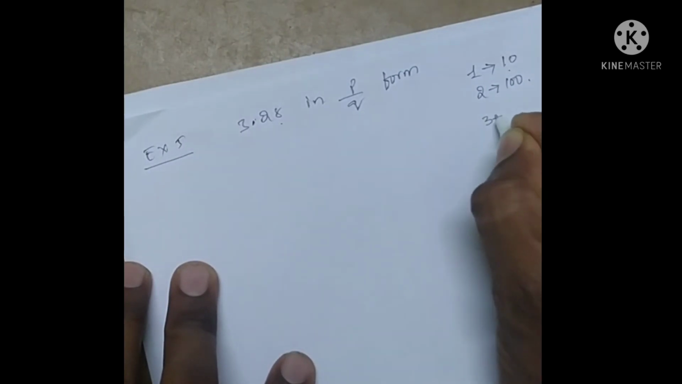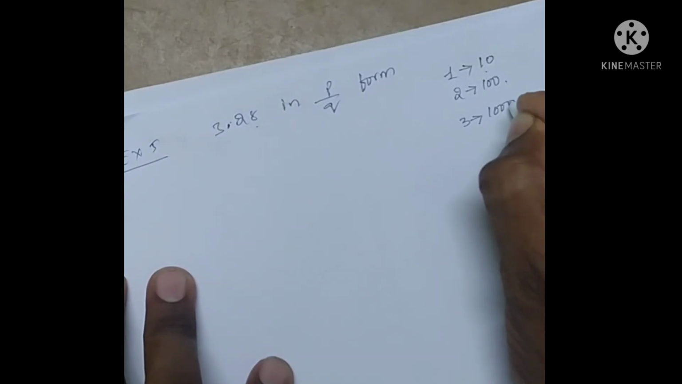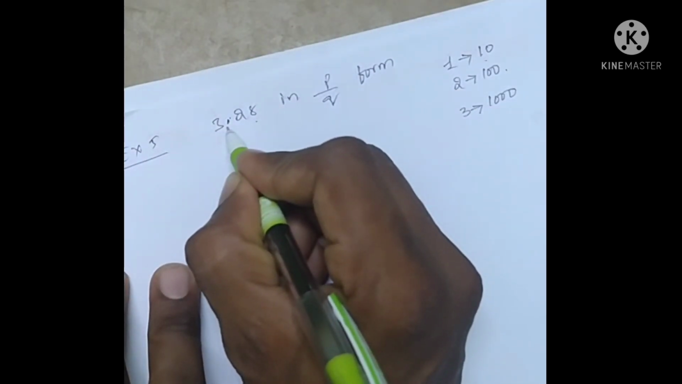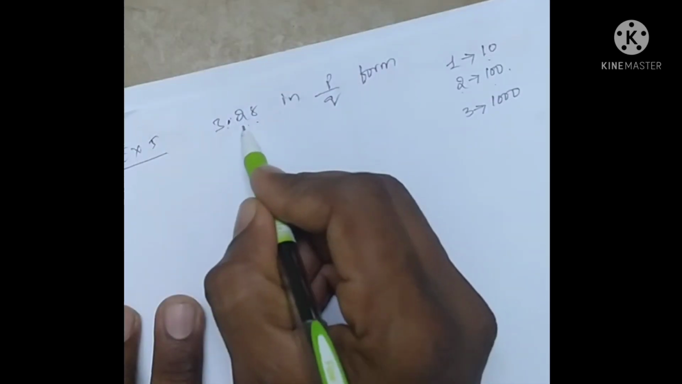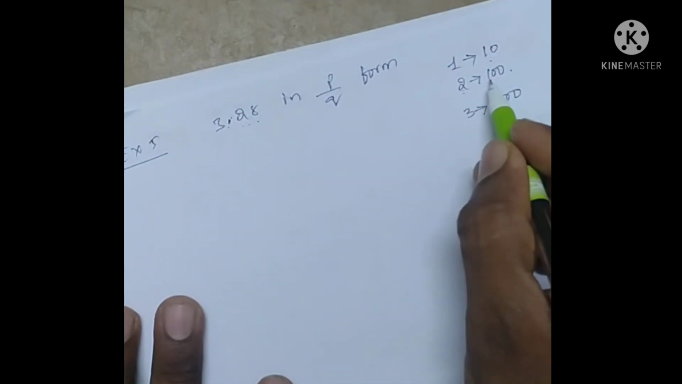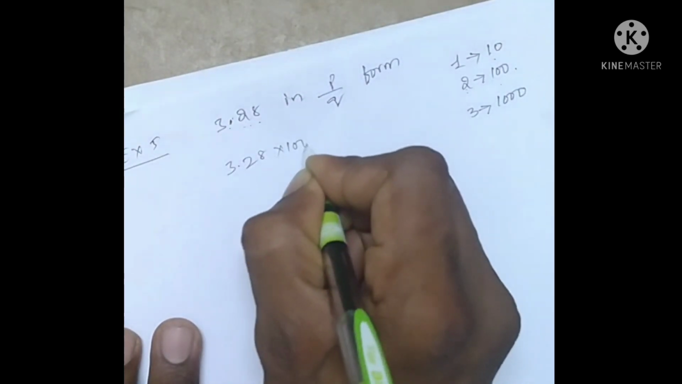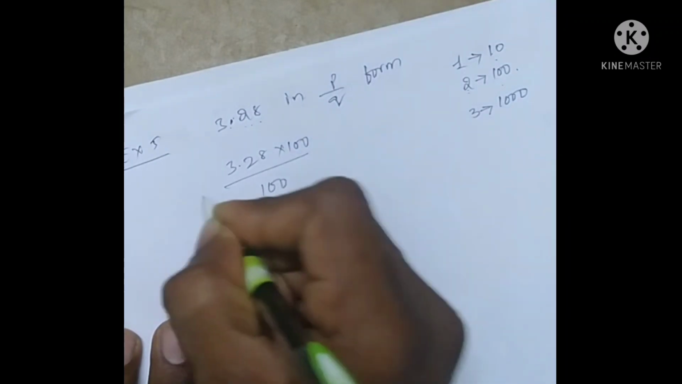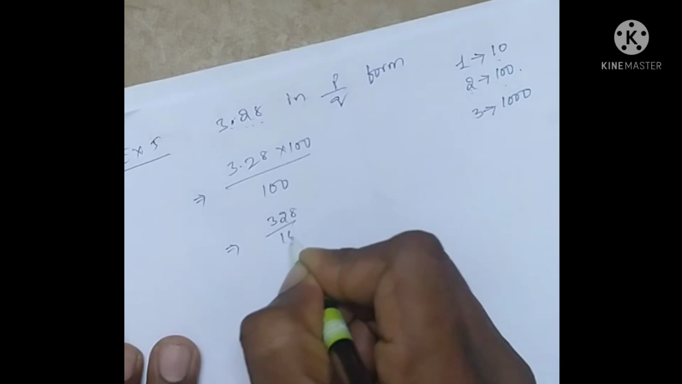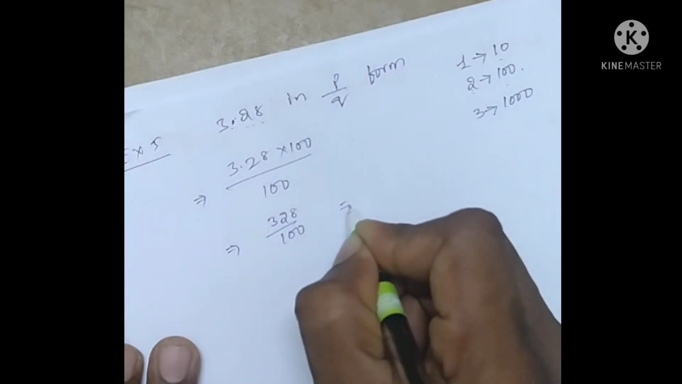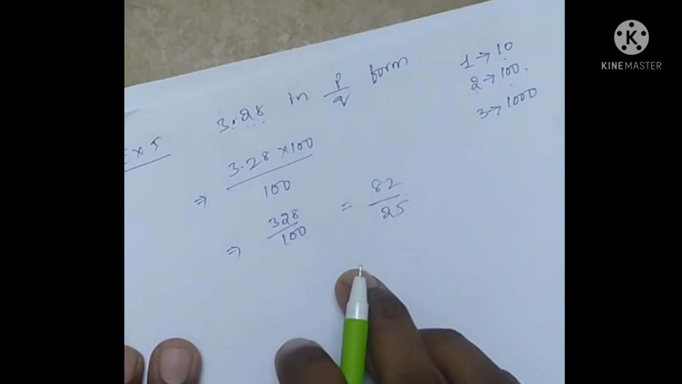For 3 decimals, we can multiply numerator and denominator with 1000. So here after the decimal point, how many decimals? 2 decimals. For 2 decimals, multiply numerator and denominator with 100. So 3.28 into 100 divided by 100. So that is equals to 328 by 100. So finally result is 82 by 25.